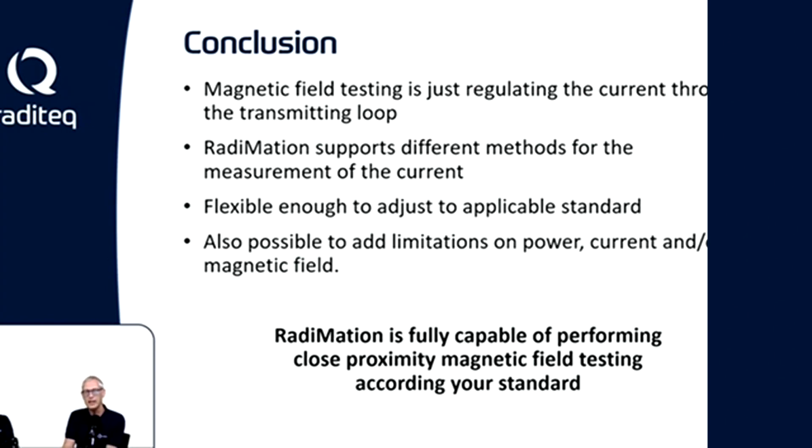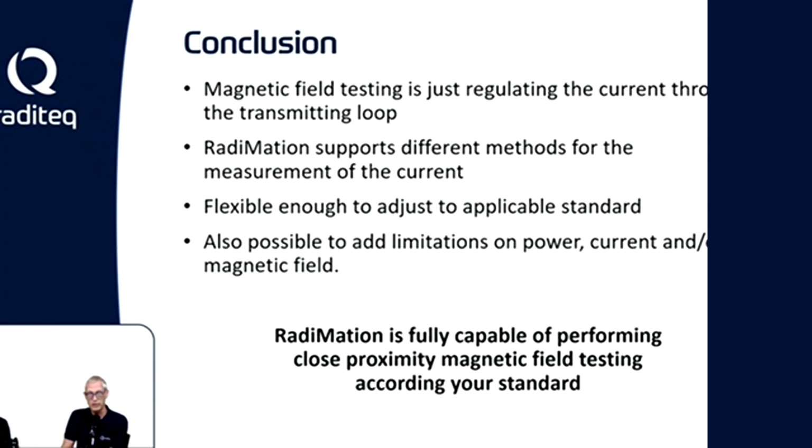And for magnetic field testing, that is the primary idea to remember. A magnetic field test is just a regulation of the current flowing through the transmitting loop antenna. And there is a relation between the current flowing through the loop antenna and the magnetic field that's being generated. But it all comes back to measuring and regulating the current flowing through the loop.